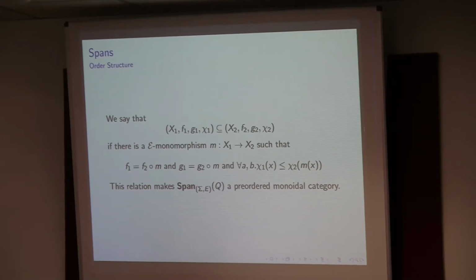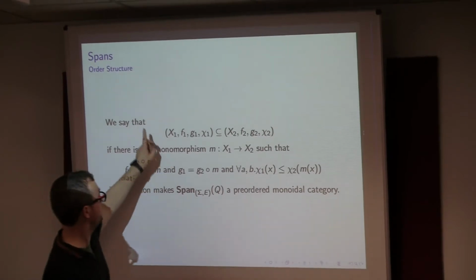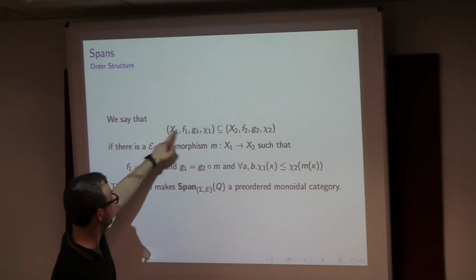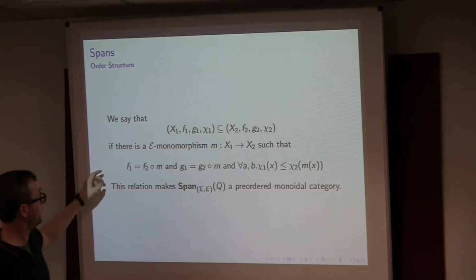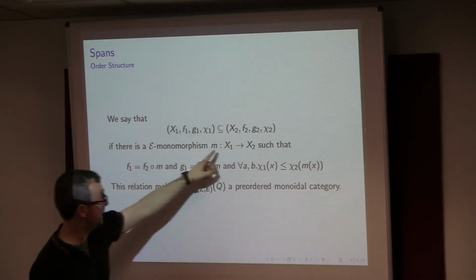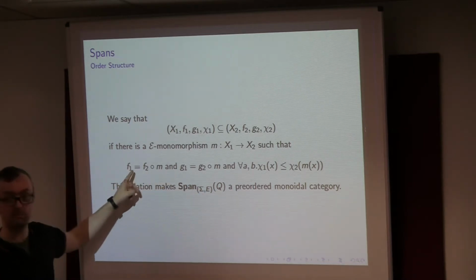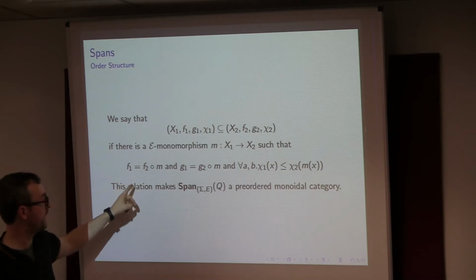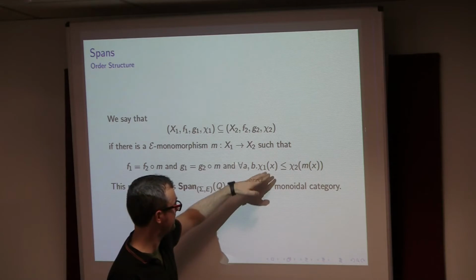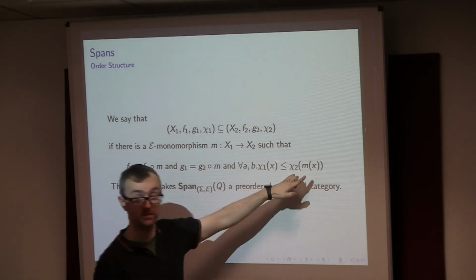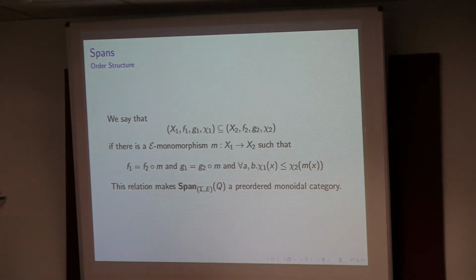And we can put some order structure on these spans as well, and we say that this span, so this is the apex and the two legs, and the characteristic function is less than this one, if we can find a monomorphism in the base, such that things factor as a span morphism in the appropriate way. This looks quantified strangely, but basically the characteristic functions are going to sit beneath each other in the obvious way. Look, I think there's a typo there, I don't have to solve it at this point.